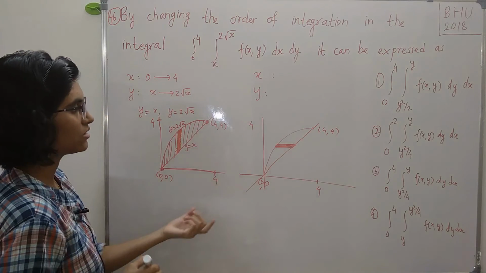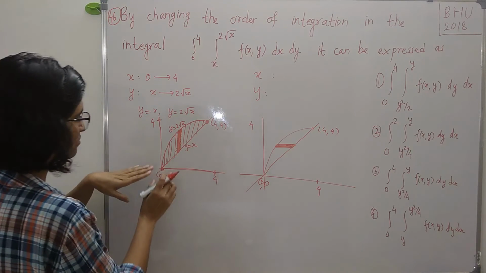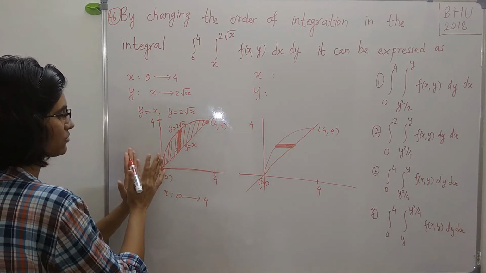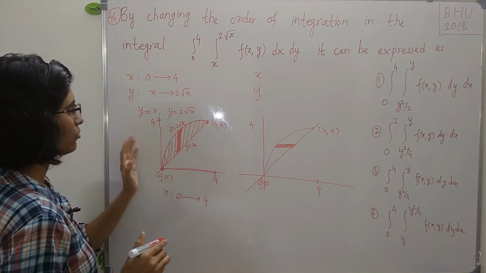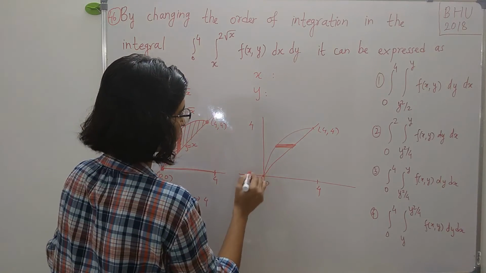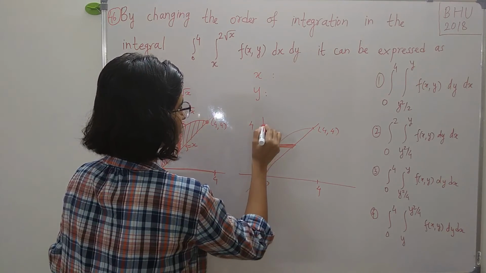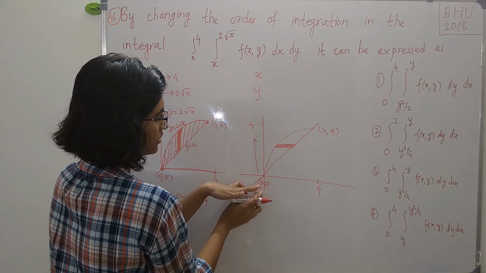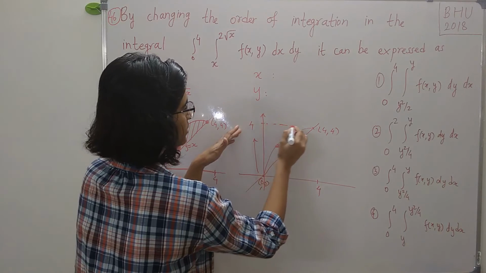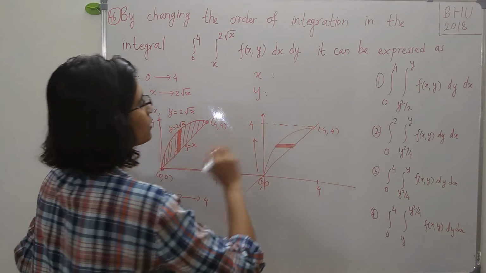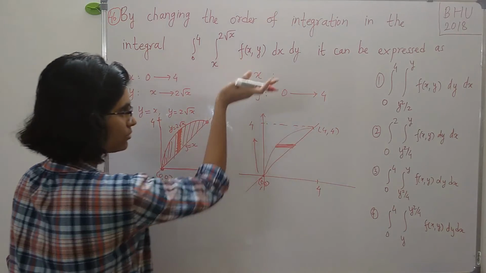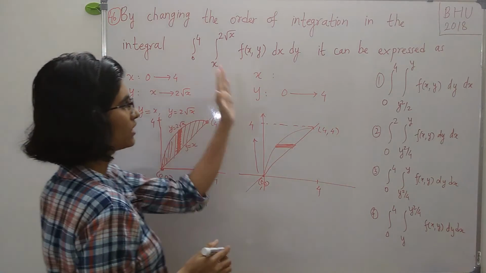Now change the limits. So here x is from 0 to 4, right? x is from left to right. So now we want the limits of y to be constant. So the limits of y are from bottom to top. Here it is 0, and on this y-axis it is 4, right? Because these curves intersect at 4, 4. So y is varying from 0 to 4, bottom to top, and x is varying from left to right.